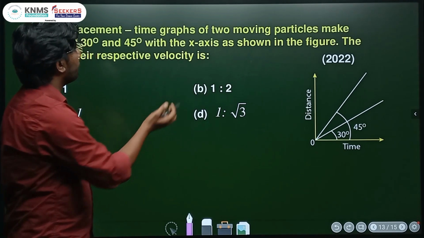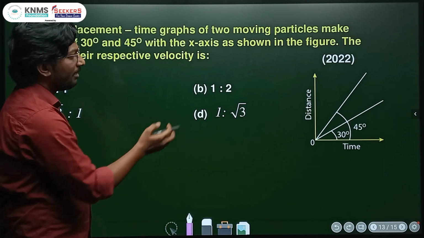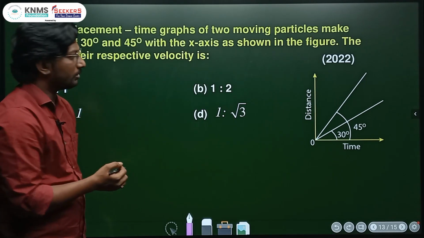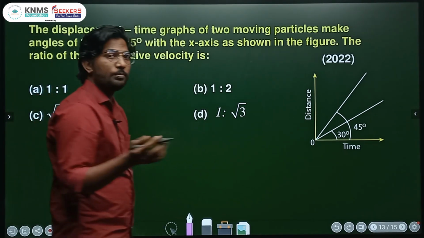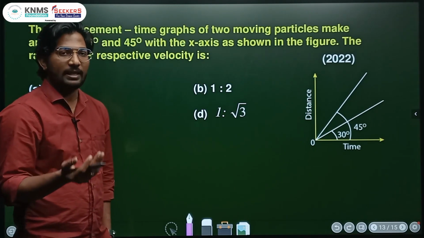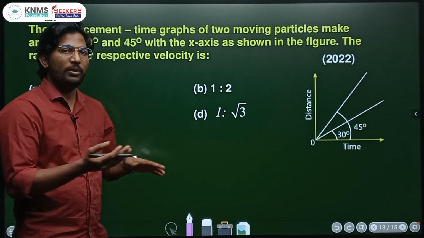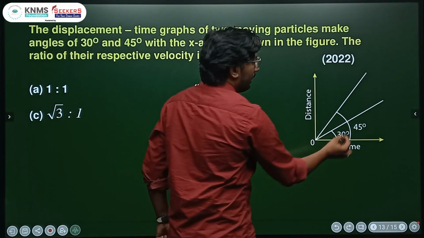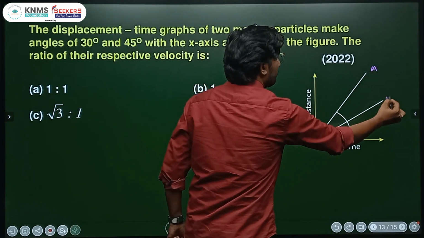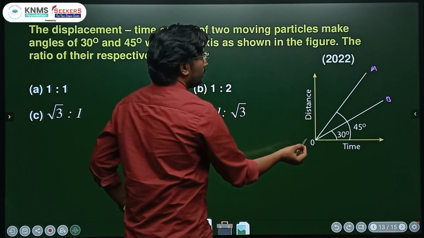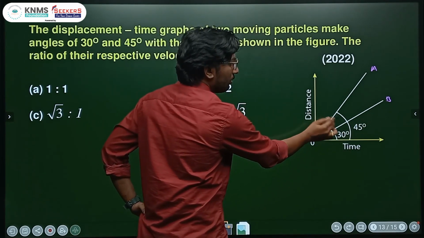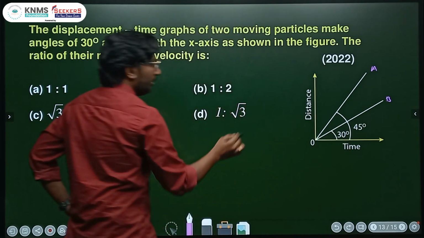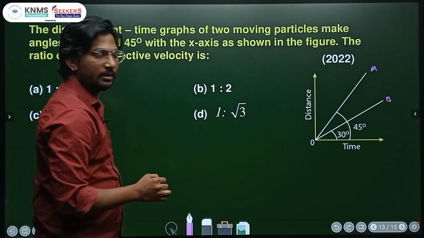We know it is a displacement time graph, and in a displacement time graph the slope will give us the velocity, and I told you the slope should always be measured as the angle of the tangent, or the angle of the line, with the positive x-axis. So here two values are given, for two particles. Let us say this is particle A and this is particle B. Particle A's slope is tan 45 degrees and particle B's slope is tan 30 degrees.